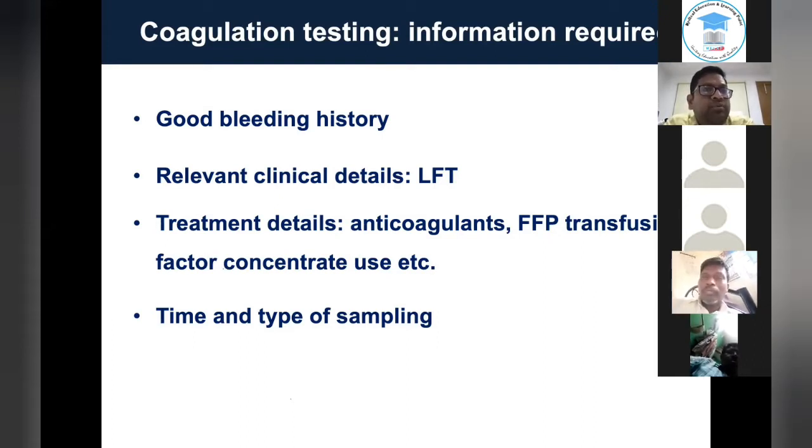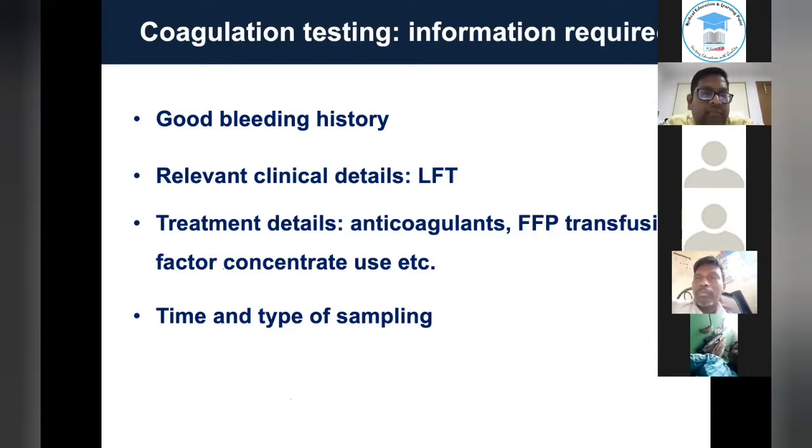There is a good chance that in hemophilia A patients you may get a normal APTT, and if you are doing a clot-based assay, even the factor 8 levels will be erroneous. In those cases you may have to look for some other modality for the factor 8 assay, maybe a chromogenic-based assay, wherever required. So treatment details are very vital.